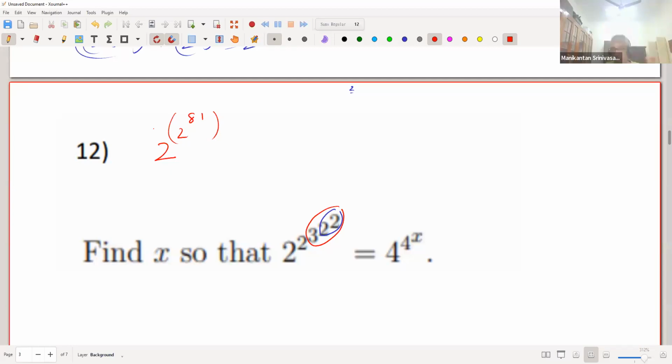Any guesses how many digits 2 power 81 will have, guys? It's a separate side question. I'll just write out this question here. In fact, just so that it's very clear, instead of 81, I'll put some other number, 100. 2 power 100 has how many digits? Anyone? Approximately. How do you approach this?